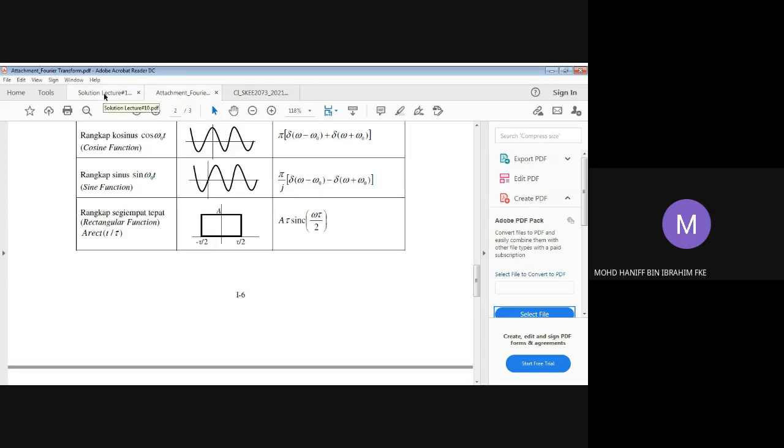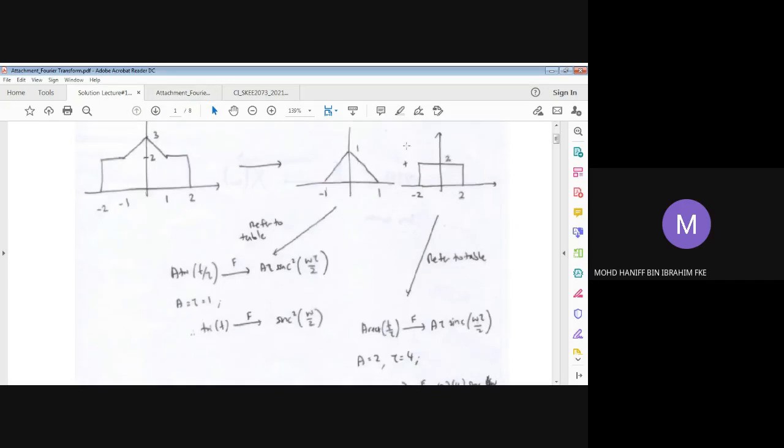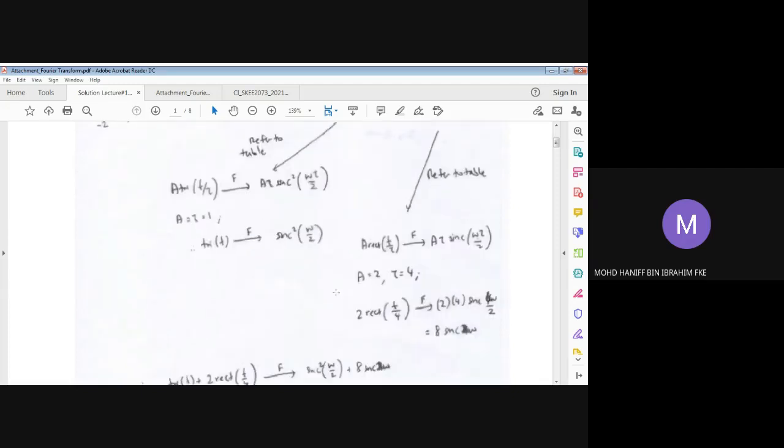Okay, so from that understanding, we know that by referring to this problem, A shall be equal to 2 and tau shall be equal to 4. Yeah, tau shall be equal to 4 because 4 divided by 2 gives us 2 here. So the equation in time domain will be simply 2 rect of t over 4, and its Fourier transform will be simply this term, in which we substitute A and tau.